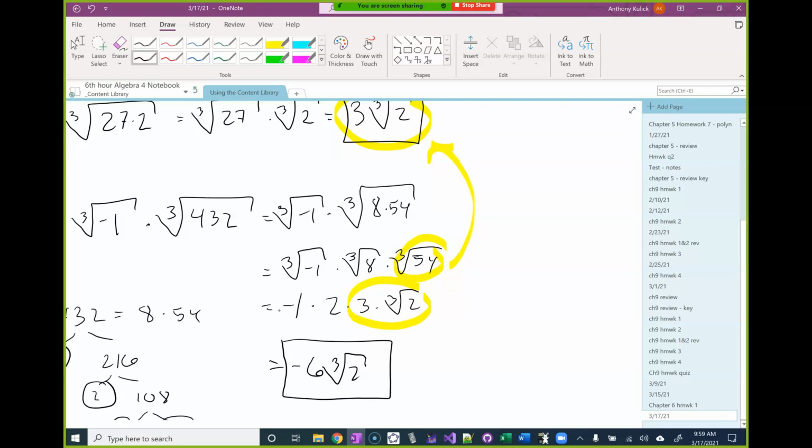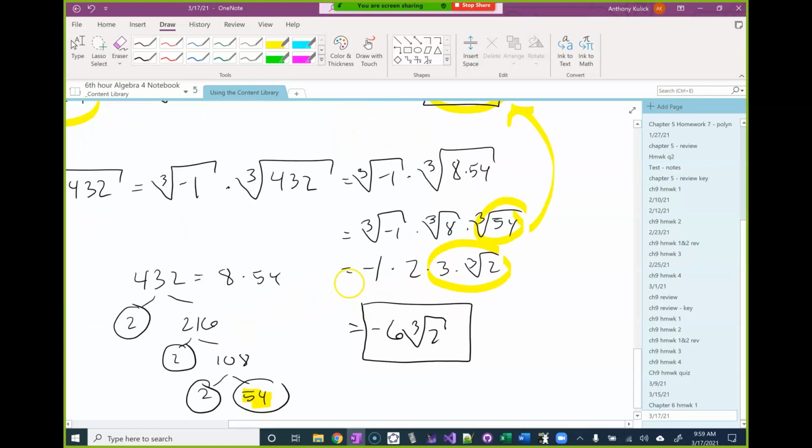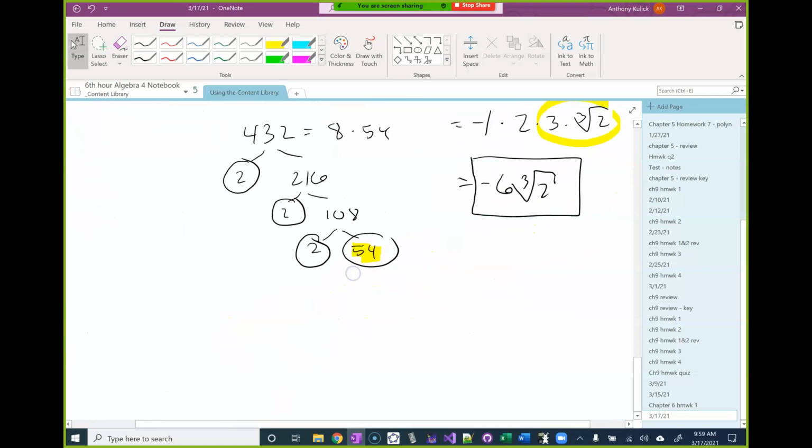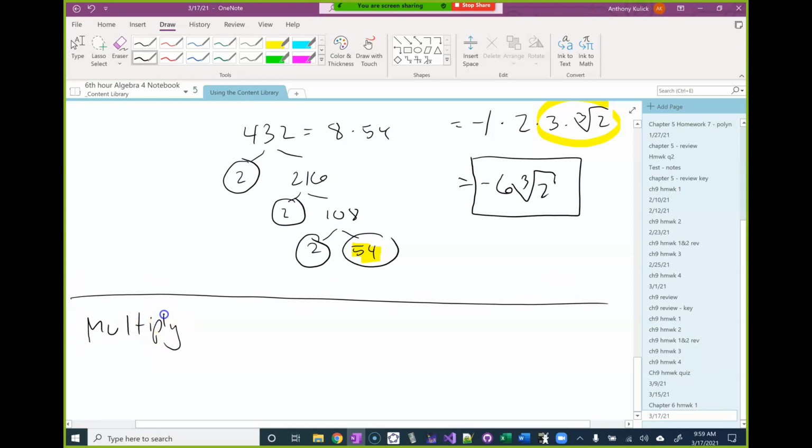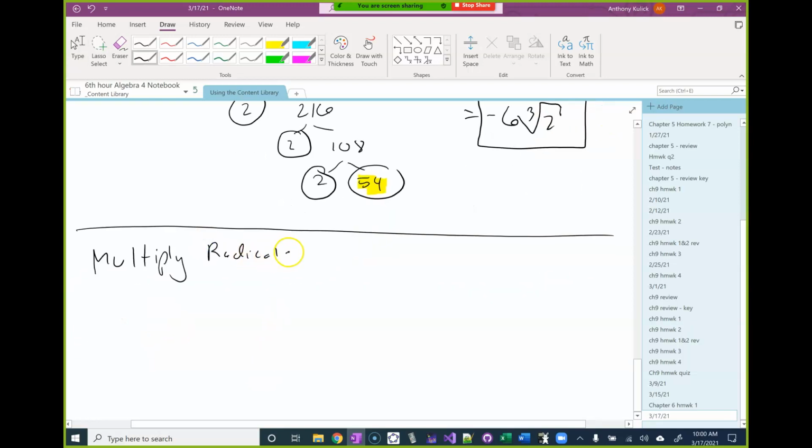So what are we going to do if we, say, want to multiply? So let's say we wanted to multiply the square root of 6 and the square root of 75 and write our answer as a reduced radical.